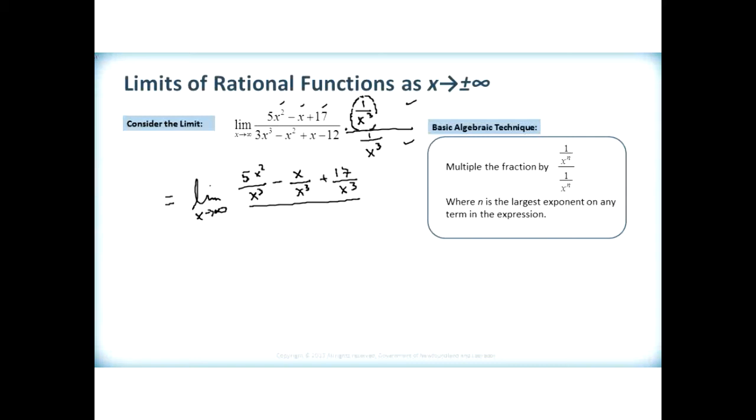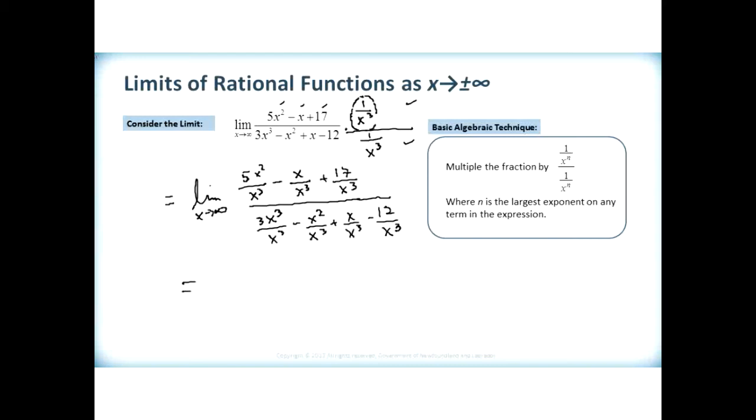Multiplying by that reciprocal just basically takes every term down here and divides them all by x cubed. So let's see what this is going to do. We're going to have x squared over x cubed, and then plus x over x cubed, and last but not least, minus 12 over x cubed.